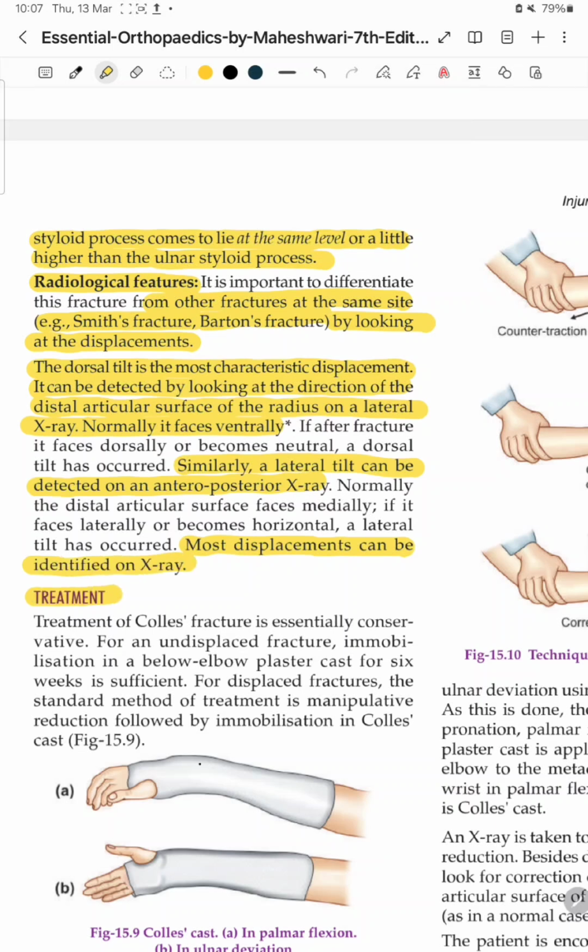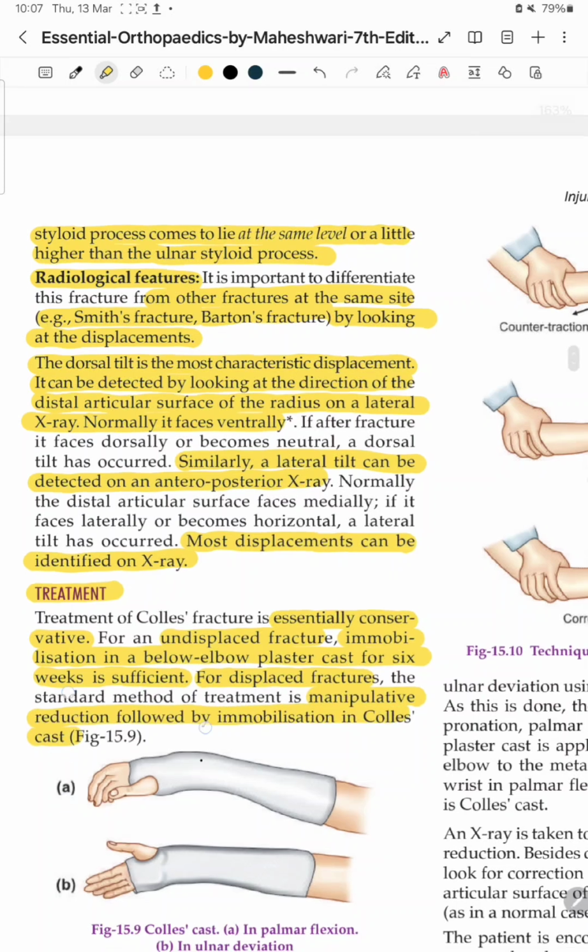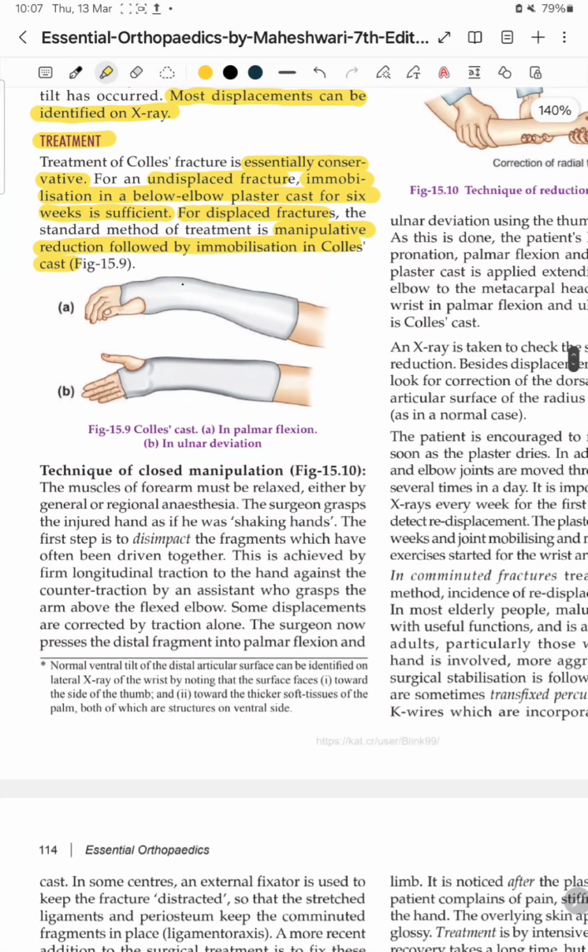Lastly, we have the treatment. Treatment of the Colles fracture is essentially conservative. For undisplaced fracture, immobilization in a below-elbow plaster cast for 6 weeks is sufficient. For displaced fracture, manipulative reduction followed by immobilization in a Colles cast is preferred.